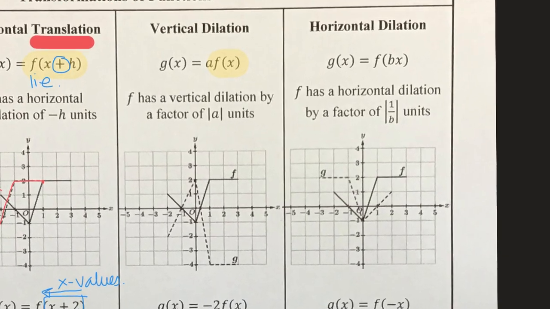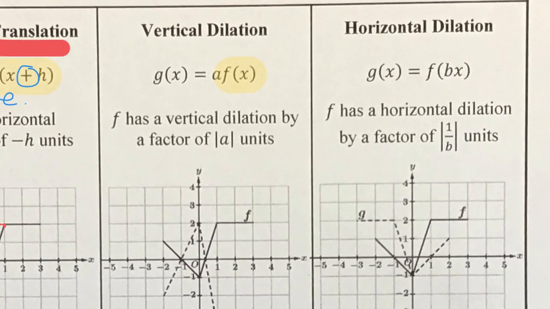Okay, and now we have your vertical dilation. So dilations are stretches and compressions. That's what we used to call them in Algebra 2. So if we had a number bigger than 1, it was a stretch, and if we had a fraction less than 1, we called that a compression. Okay, so we're going to combine them and just call it a dilation, a vertical dilation, by a factor of whatever your A happens to be.